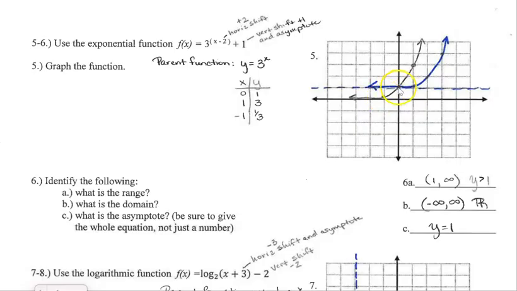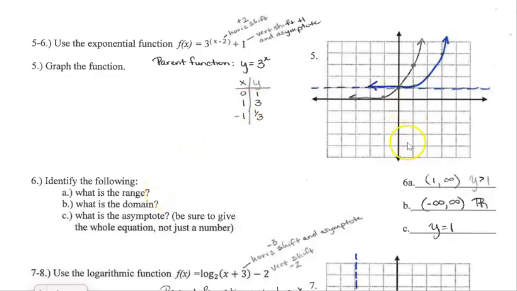So I can take this point right here and I can go over 2 and up 1, and there's that same point. Take this one, over 2, up 1, there's that same point. Take this one, over 2, up 1, there's that point. And if our asymptote was down here at 0 and we had a vertical shift of a +1, my asymptote now is going to be at +1. So your asymptote will be the same thing as your vertical shift. Okay, so now we've got that graph and we can identify these things they're asking me for.